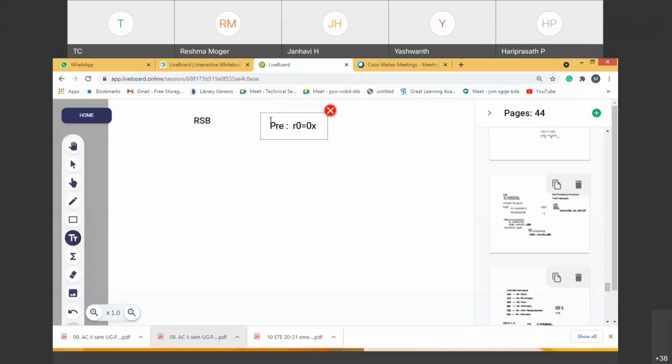Let's say all zeros, so I have taken 8 bits. Then I will take another register value R1, whose content I will take as 0x followed by 6 zeros followed by a number, let's say 77. Now, if I take this number and use the instruction RSB R0, R1, #0.